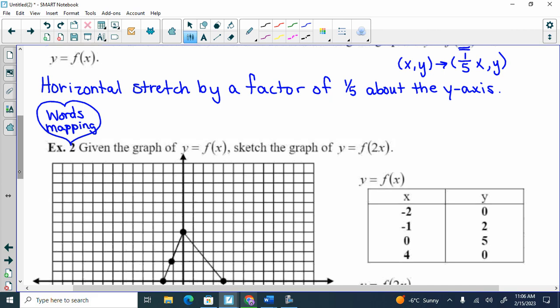So this one, we're given the graph of y equals f of x. Sketch the graph of y equals f of 2x. So it's with the x, so it's a horizontal stretch. We agree? It's a horizontal stretch. By a factor of what?